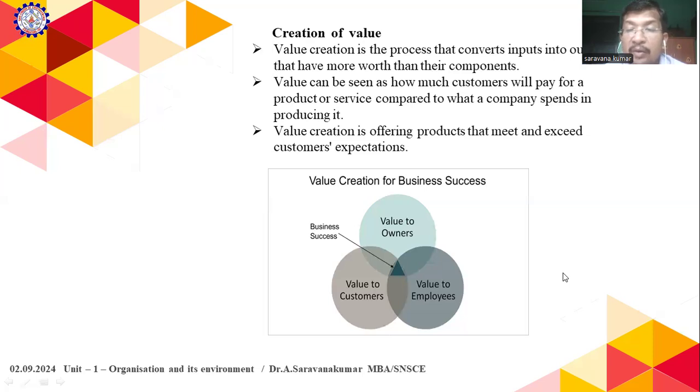For example, if you manufacture a product, you put in effort to manufacture it, the customer will like the product and purchase more. Only then will the manufacturer or businessman be very happy, right? That's why we say it is how much customers will pay for a product or service compared to what is spent in producing it. So for value creation for business success, there are three terms: value to owners, value to customers, and value to employees. It will be helpful for business success.